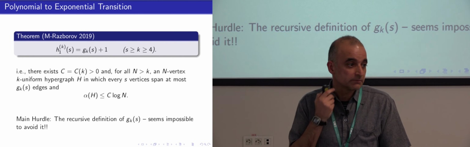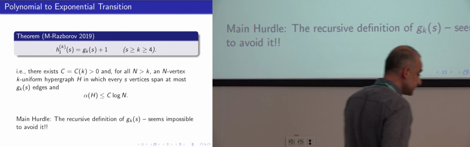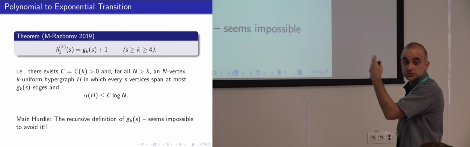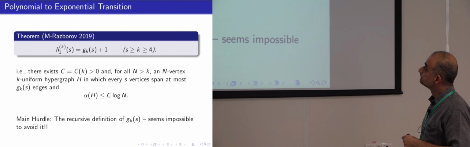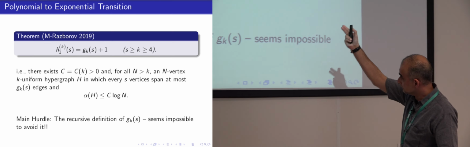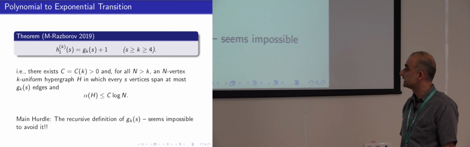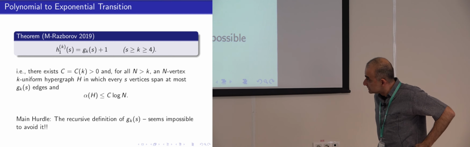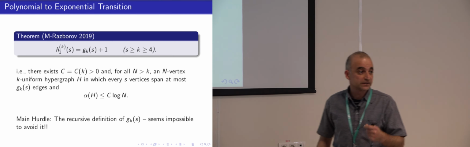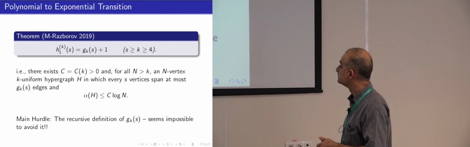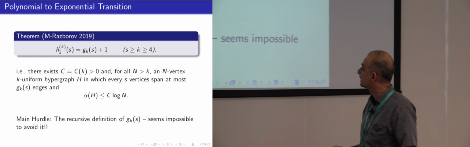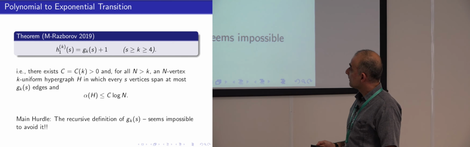So this is our main theorem with Razborov, that for k at least 4, h of k equals g sub k plus 1. In other words, there's a construction, it's sparse, it has logarithmic independence number. Why was it difficult? It was difficult because of this fractal-like nature in the definition of g. So we had to overcome this issue somehow.